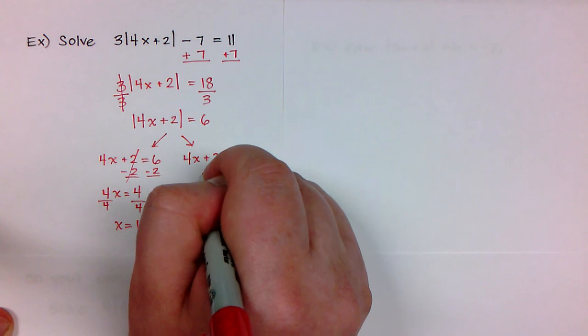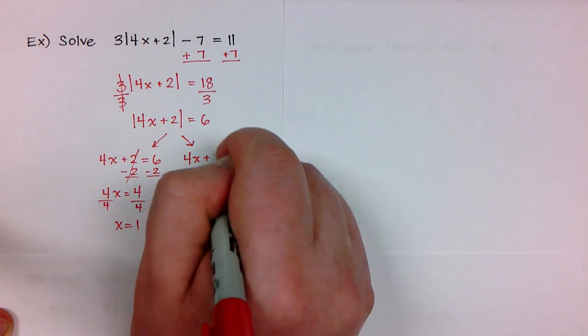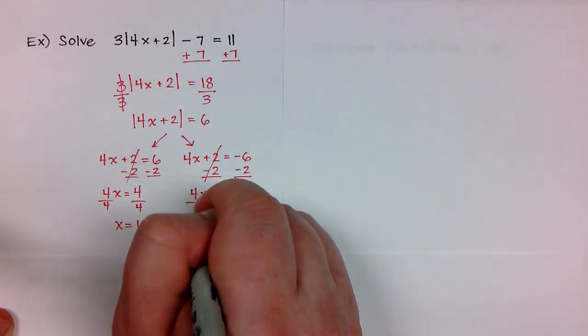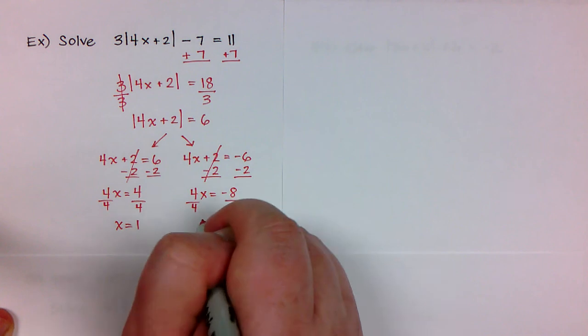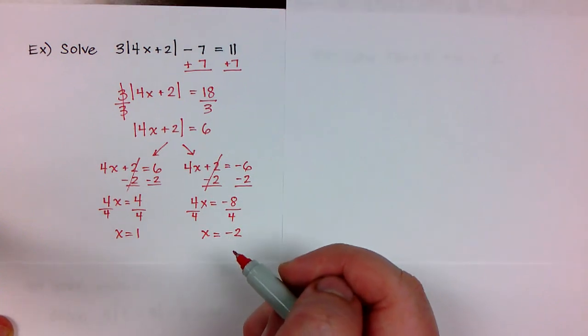Now let's solve for the other side. So subtract 2 on both sides. So now 4x is equal to -8. And divide both sides by 4. We find that x is equal to -2. So let's see if this makes sense.